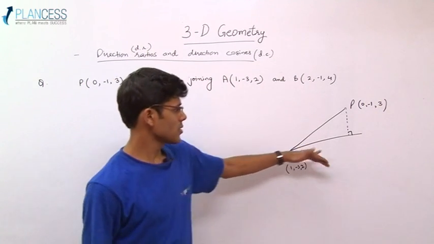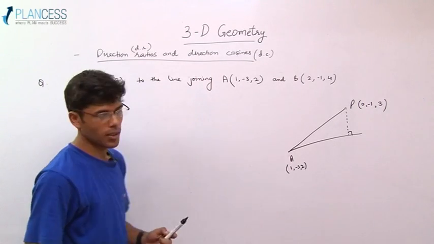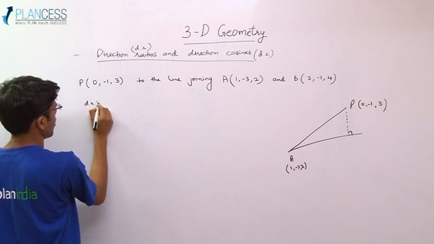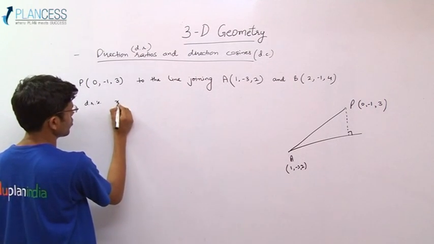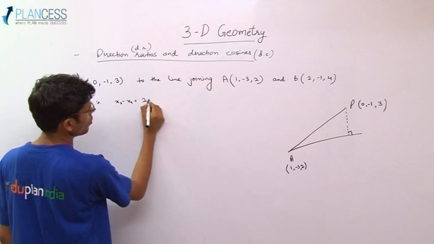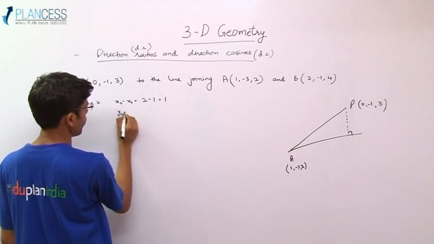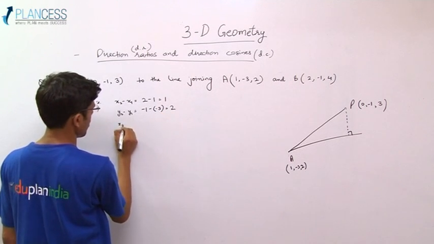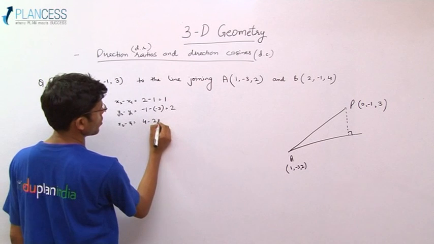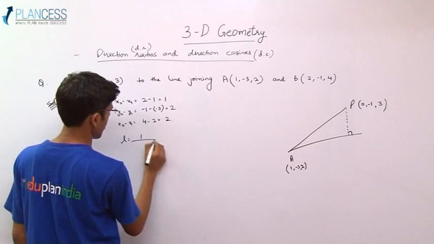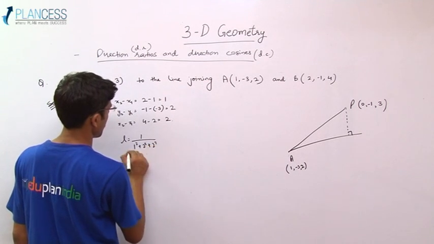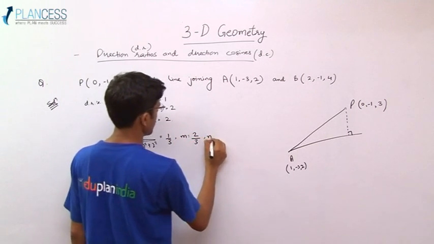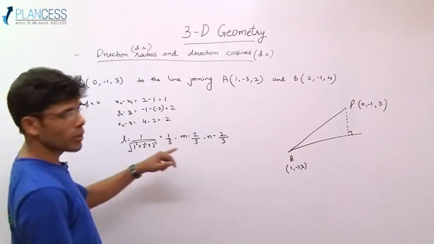So I have to find the direction cosines of this line. Since 2 points on this line are given, I can find the direction ratios easily. So direction ratios are x2 minus x1 equals 2 minus 1 equals 1, y2 minus y1 equals -1 minus (-3) equals 2, z2 minus z1 is 4 minus 2 equals 2. So L equals 1 upon the square root of 1 square plus 2 square plus 2 square, so this is square root of 9, which is 1 by 3. Similarly, M is 2 by 3 and N is also 2 by 3. So now we know the direction cosines of the line.